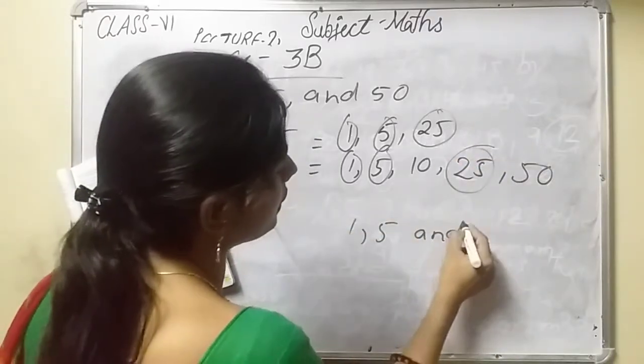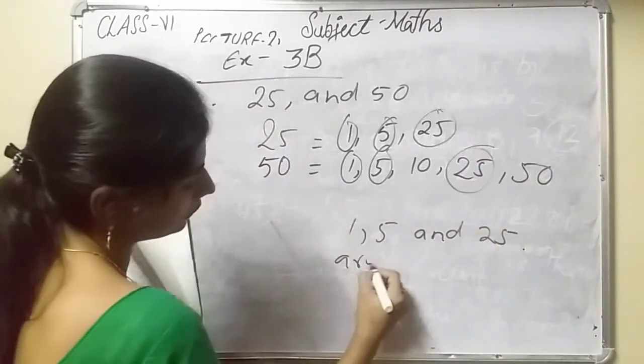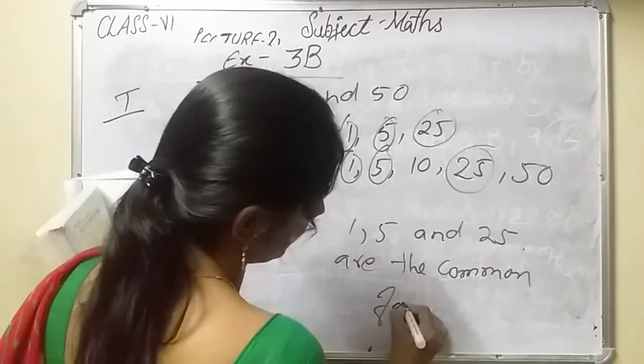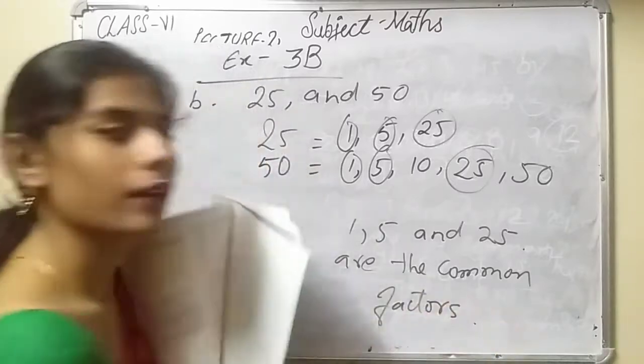1, 5 and 25 are the common factors. Okay.